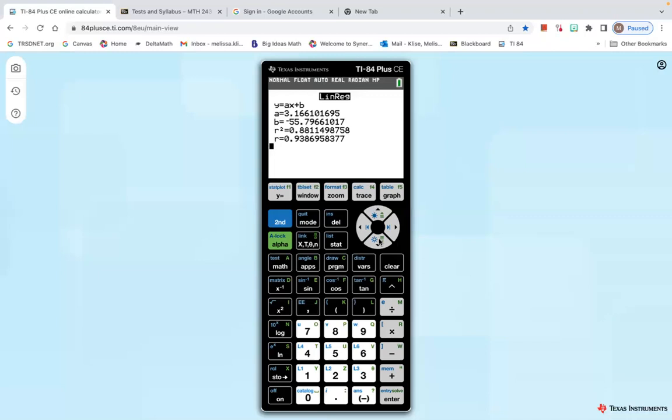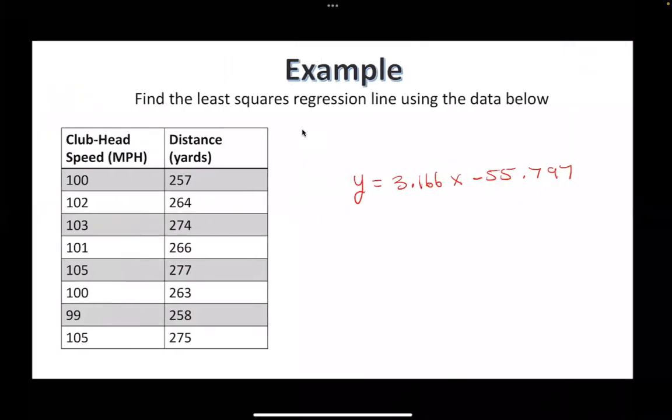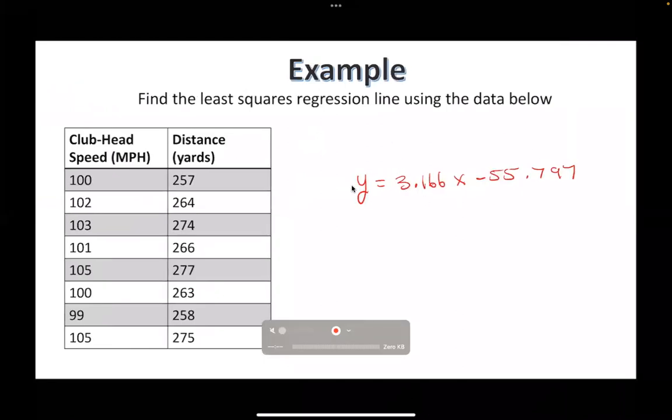So on this one right here, I would have y equals 3.166x minus 55.797. And then it'd give you the type of slope. Yeah, so this is what I wrote down. This is a linear equation.